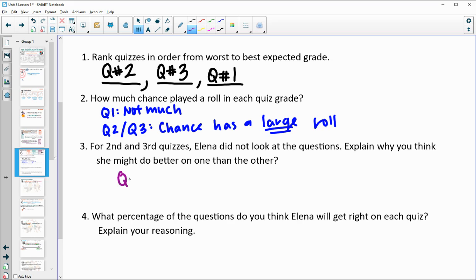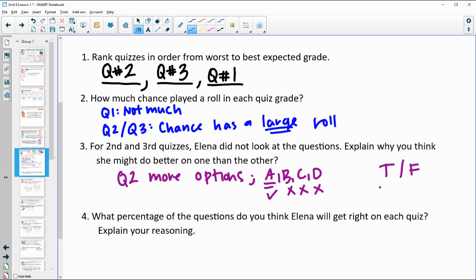Because in quiz 2, there were more options. Okay, she was choosing from A, B, C, and D, and only one of them was right. So there was one, let's say it was A, correct answer, and then there's 3 wrong answers versus a true false. Okay, 1 is right, 1 is wrong. So there's only 1 wrong answer, 1 right answer versus 3 wrong and 1 right.